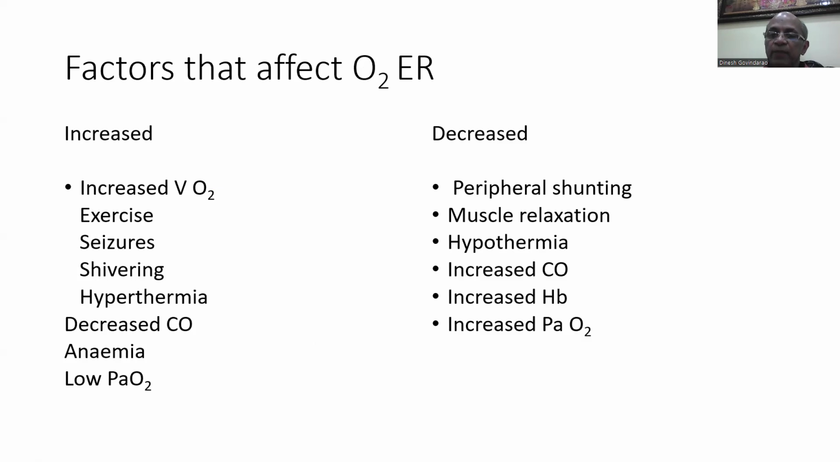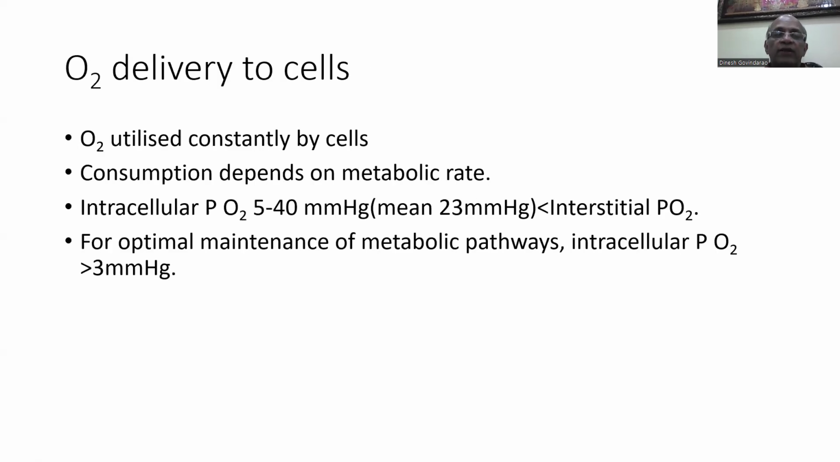Oxygen extraction is diminished during peripheral shunting, muscle relaxation, hypothermia, increase in hemoglobin, increased partial pressure of oxygen in the arterial blood, and increase in the cardiac output. Once the oxygen is delivered to the cells, it is utilized constantly by the cells depending upon the metabolic rate. The intracellular partial pressure of oxygen is always less than the interstitial partial pressure of oxygen, and hence oxygen moves from the interstitial spaces to the intracellular spaces.